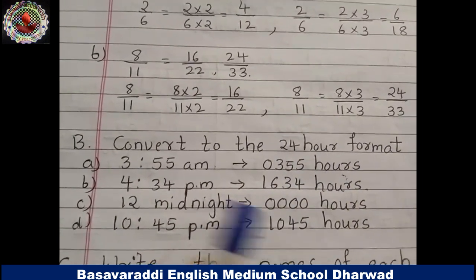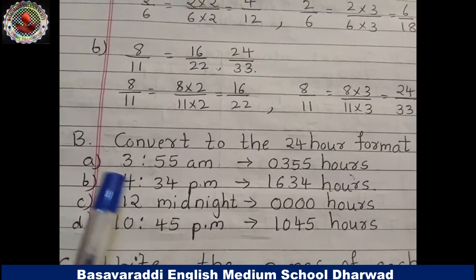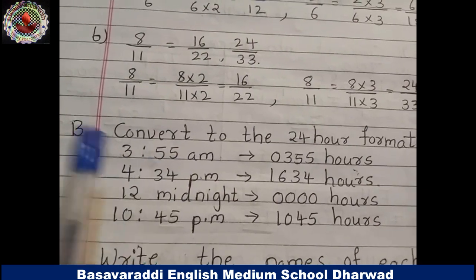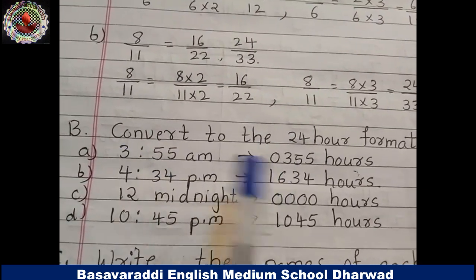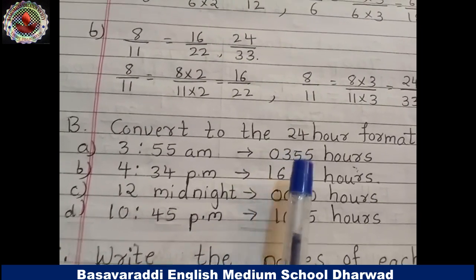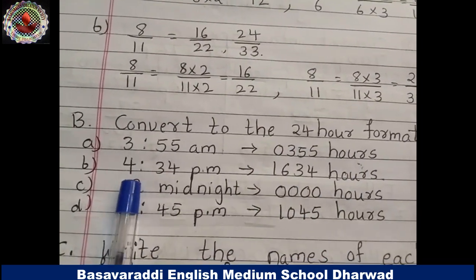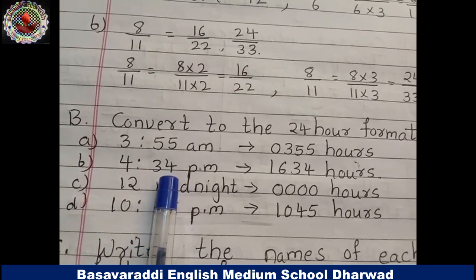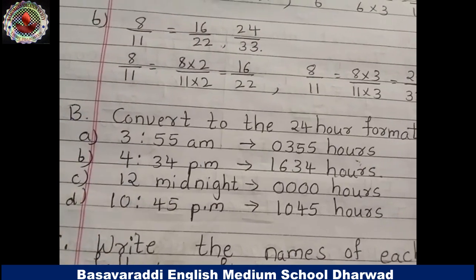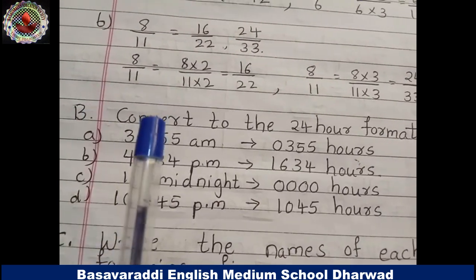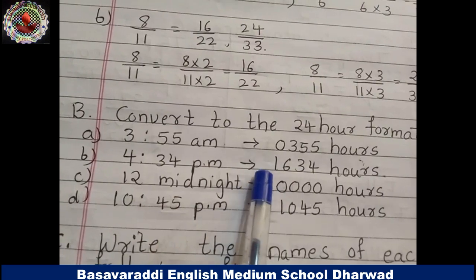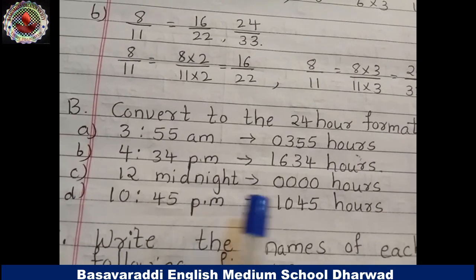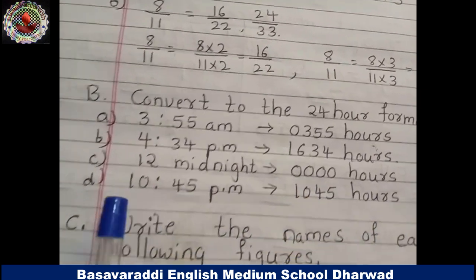You have to convert to the 24 hours format. Now 3:55 a.m. Morning means you have to write the same, but you write it as 0355 hours. Now 4:34 p.m. So 4 means, see, 12, 1 means 13, 2 means 14, like this you have to go, and 4 is 16:34 hours. 12 midnight means 0000 hours.